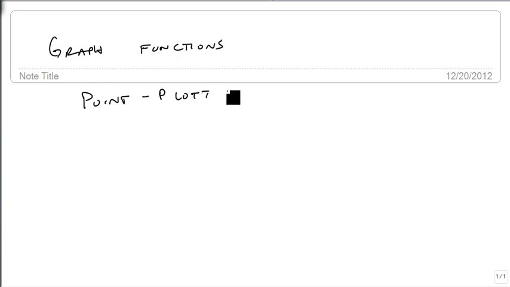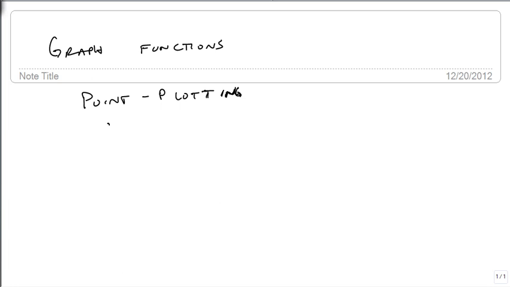We're now going to graph functions. And as you've probably guessed by now, we're going to use point plotting quite a bit, so we're going to talk about point plotting again. Mostly because it's the single most important method to remember, because you can use it to graph anything.